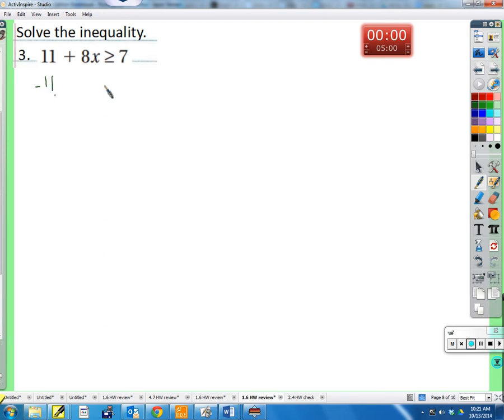Solving. Did a couple of these, so I don't think it would hurt us to run through this a little bit quickly. Negative 4, divided by 8, divided by 8. X is greater than or equal to negative 1/2. Yeah, put that on the side.